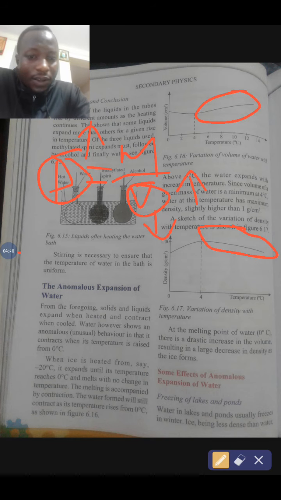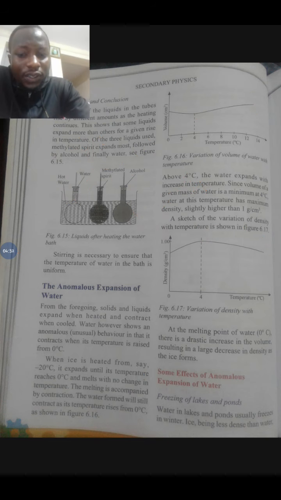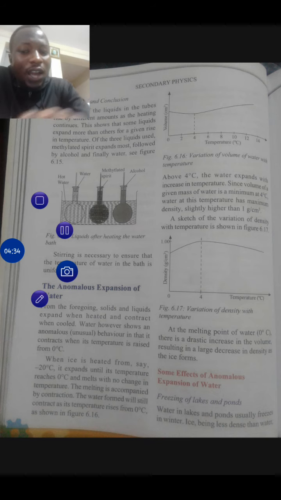I think that is okay. So the one thing that is so important in this is that you know the range of temperatures during which the anomalous expansion takes place.